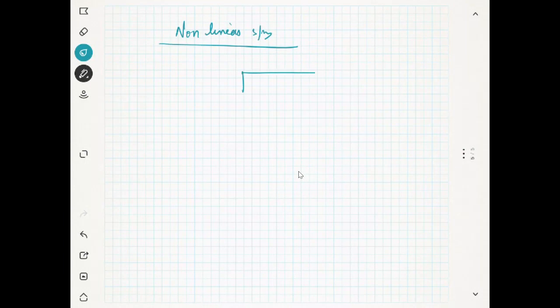Suppose you have a system which is equal to a into x1 of t plus, sorry, you have a system like this.